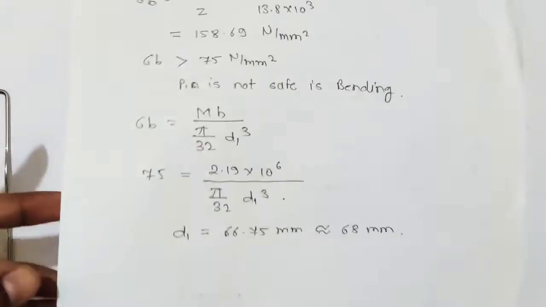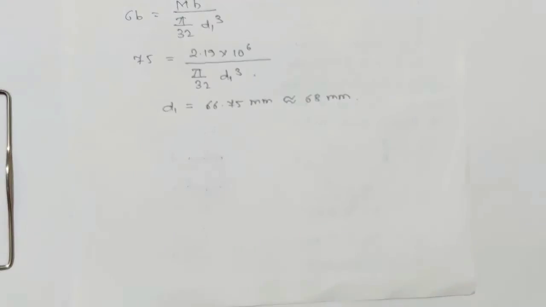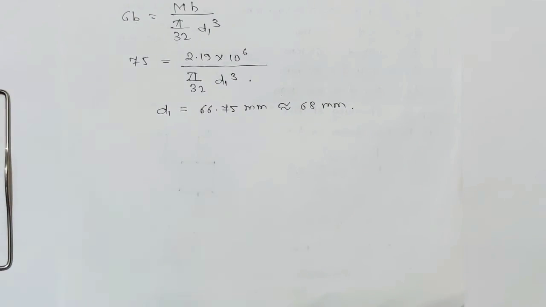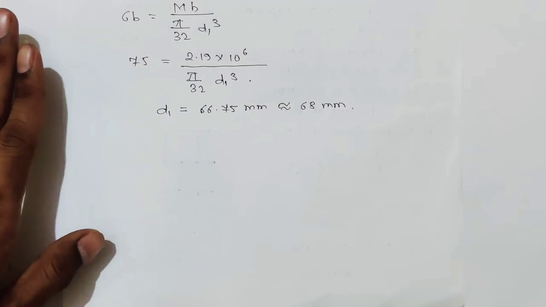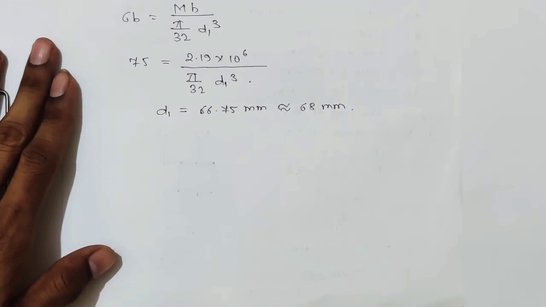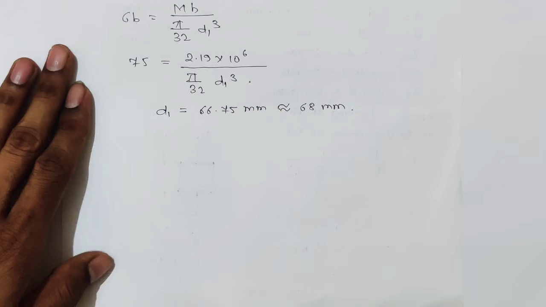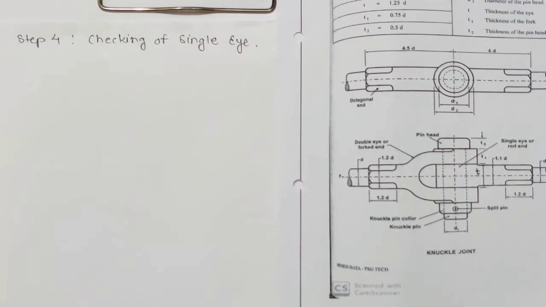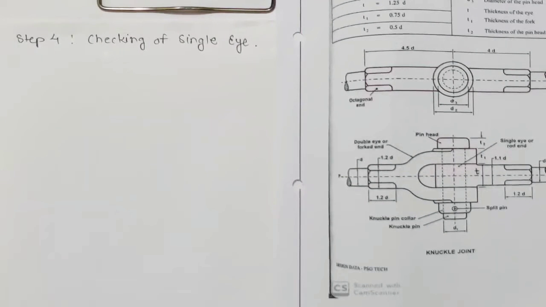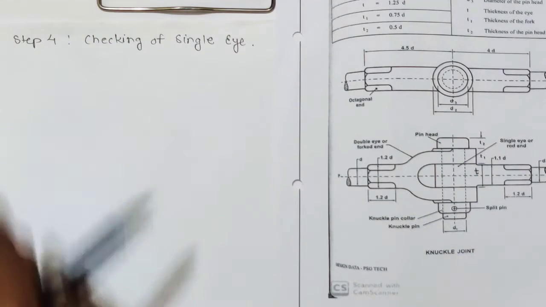Alright, so we will move to the next. So now we know the bending failure of pin. So we have seen the design of pin or checking of pin. Now we will move to the checking of single eye, that is step 4.